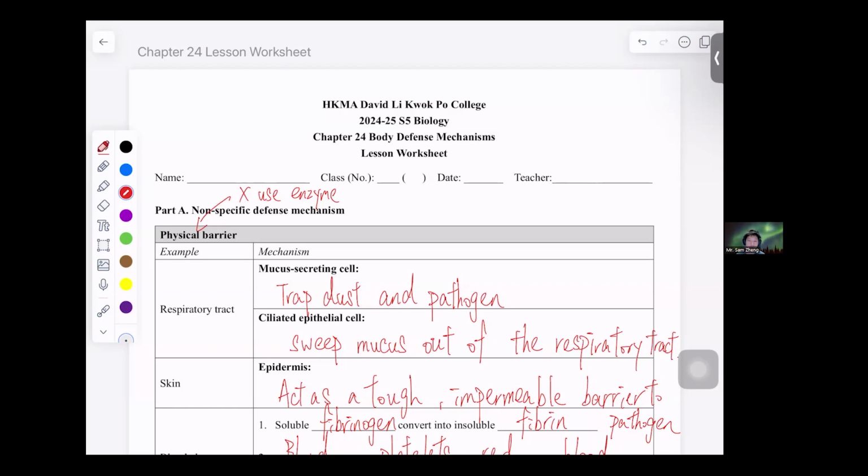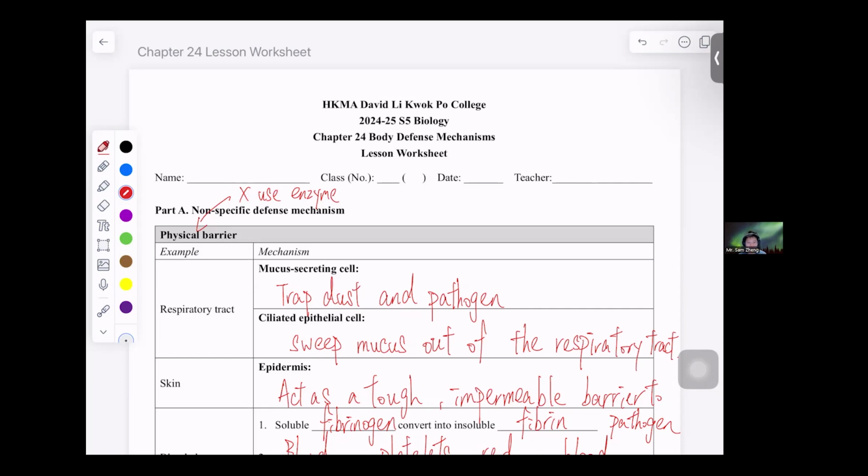So, therefore, please take out your chapter 24 lesson worksheet and we will continue to go through the last part of our handouts so that we will complete all the parts in chapter 24. Now, during the extra lessons in Easter holiday, we have already talked about the homework, and also we have already revised the non-specific defense mechanism.